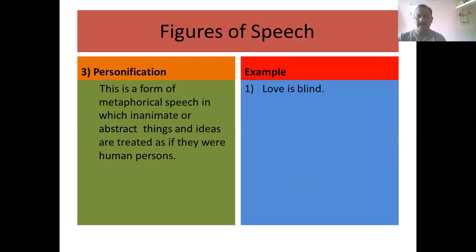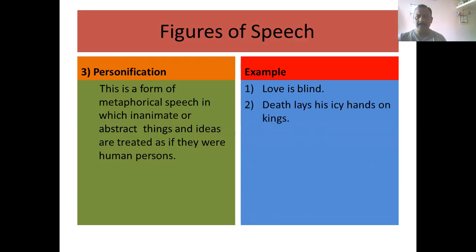Love is blind. We can say that man is blind because man has that kind of quality of blindness. But here, love is blind means love is given the human quality of being blind. At that time it is called personification.